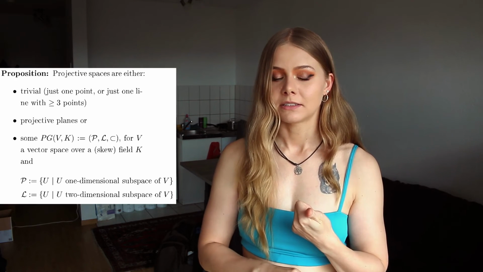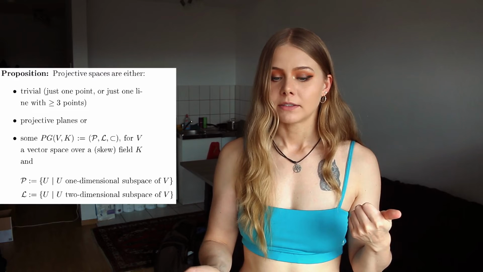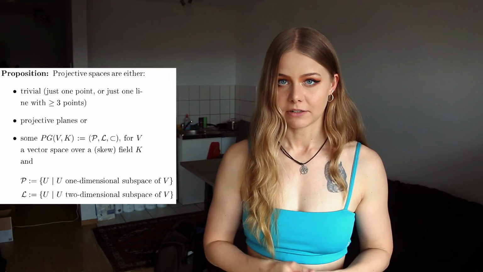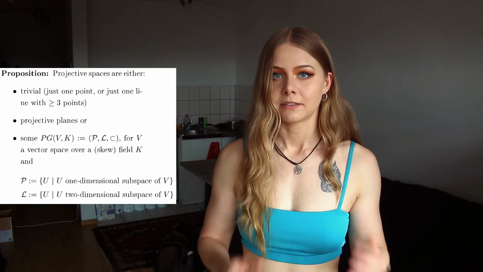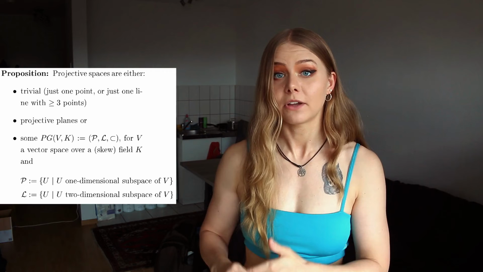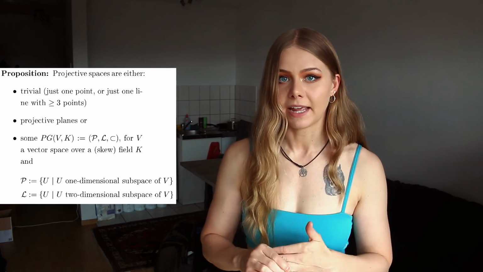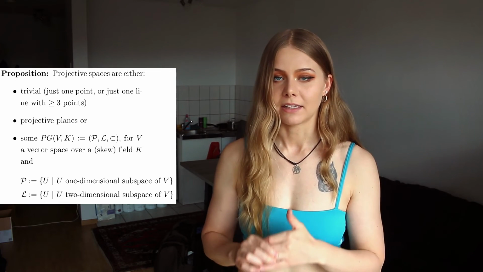Next, I have a little proposition that I will not prove. But in projective geometry there are some theorems called structure theorems, and they basically tell you a little bit what a projective space can be. It can either be trivial, so consisting of just 1 point, or consisting of just 1 line with 3 points, or it can be a projective plane. We already talked about that. So for us the most interesting case is the third case, which is that a projective space can also be some PG(V,K) for V a vector space and K a skew field.